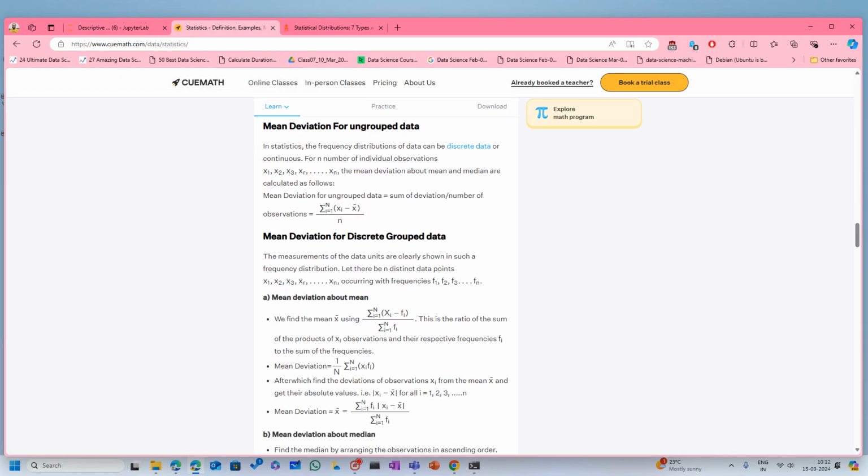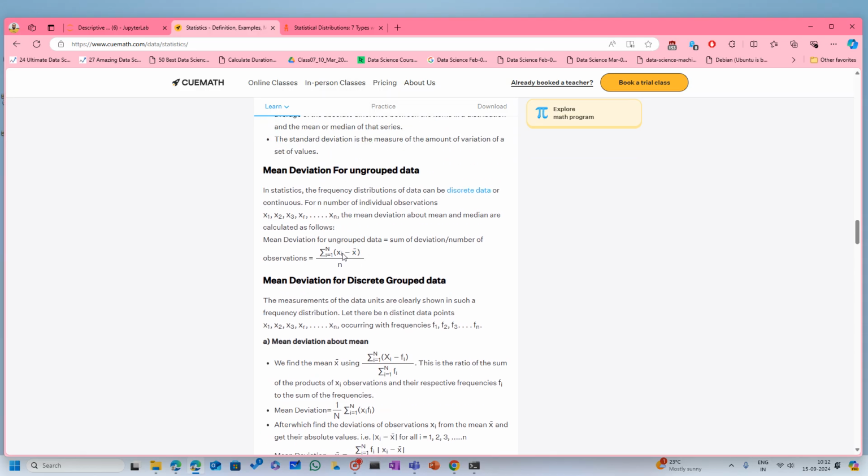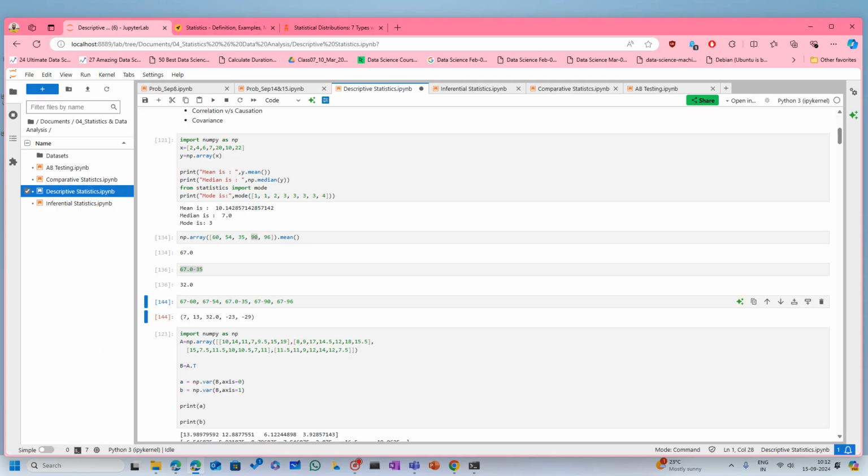You can see the formula also. A point minus mean. x of i is the point, the marks, minus mean. I have done the opposite here actually. So it should have been 60 minus 67, and here it should have been 54 minus 67. That way, if you calculate, you'll get that this person has fallen short by 7 marks, this person by 32 marks from the average. And these people have exceeded the average, by 23 and 29 respectively.